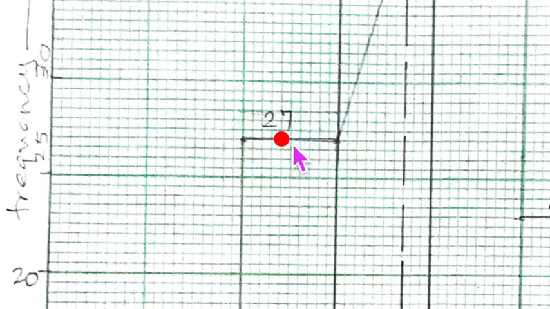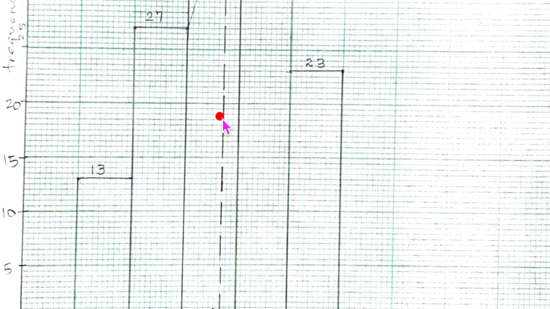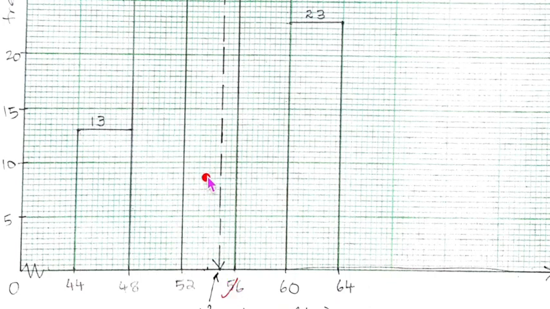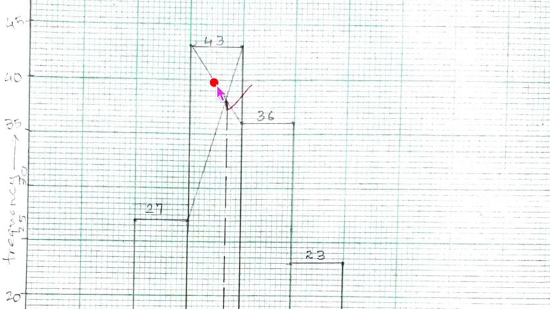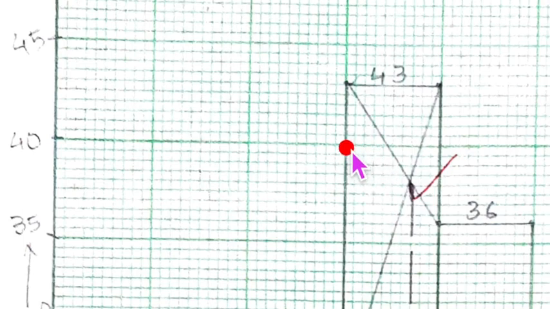So we draw this. Then the next one is here 52 to 56, and the frequency is 43. So you have here 40 and then 41, 42, 43. So there will be 6 divisions. From this side there will be 4 divisions. Can you see that? Then this is 36. So we have 35 and 2 divisions.